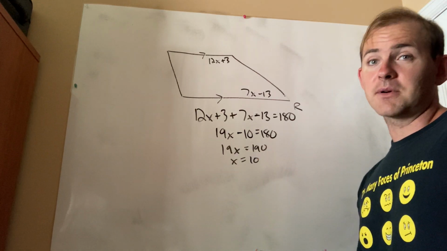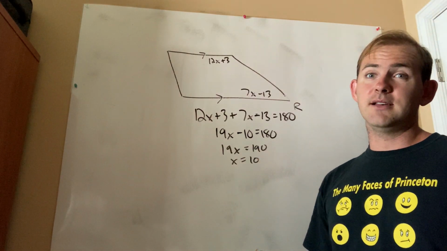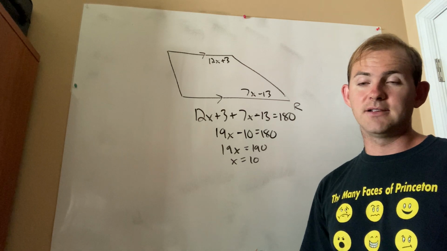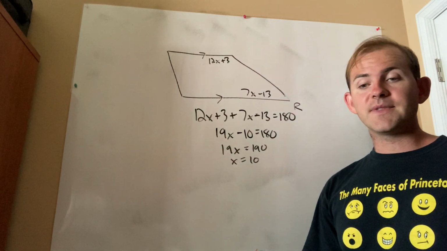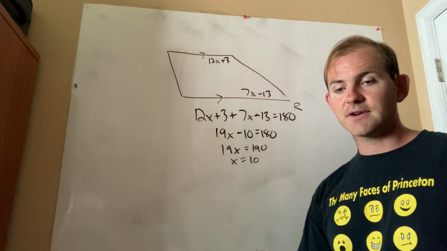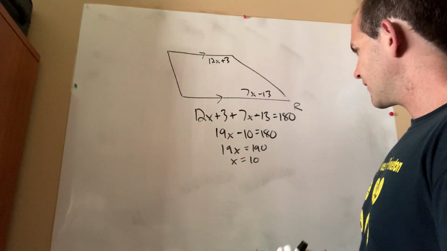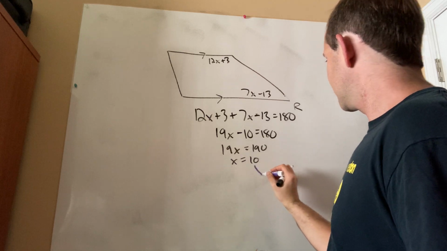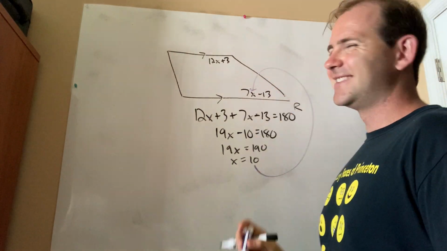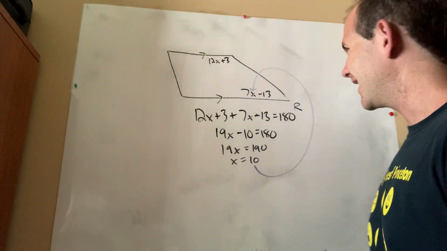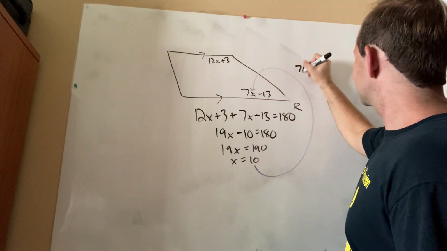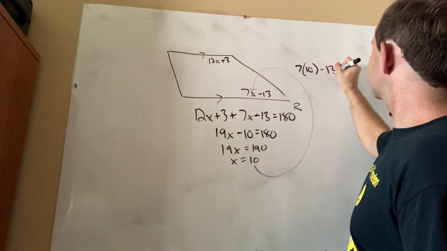Now, sadly, if I were to put x equals 10, wrong. Why? Because in the problem, that's not what they asked for. In the problem, they asked me for angle R, which is right over here. So all we'd have to do then, let me use a different color to show this clearly. I just take the 10 and substitute back in. So in that case, I'm going to get 7 times 10 minus 13.